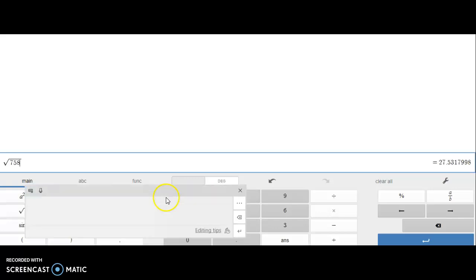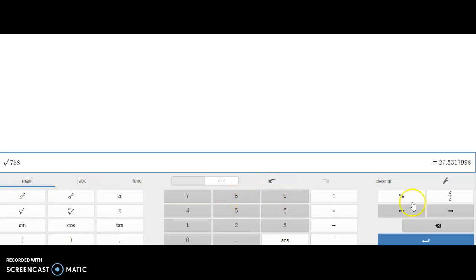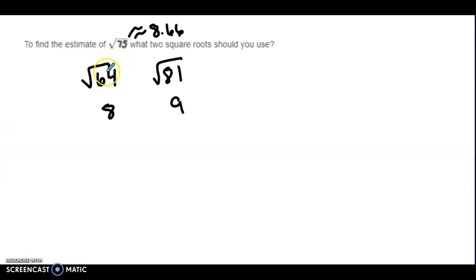which means it's between the squares, 8 squared and 9 squared. So if I want to know which square roots it's between, I could use the square root of 64 and the square root of 81, because 75 is in between those numbers to help me estimate.